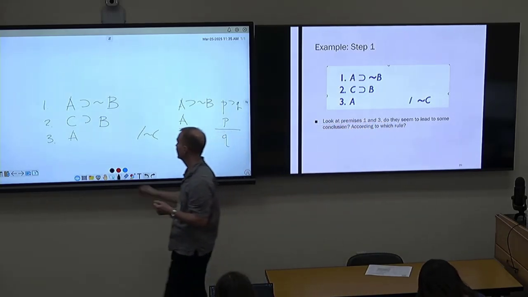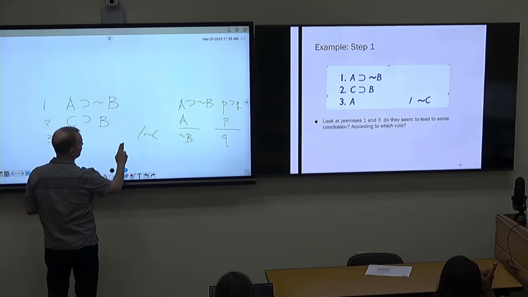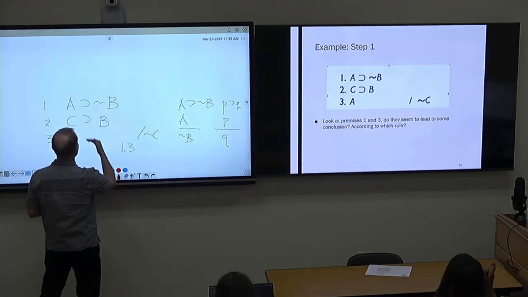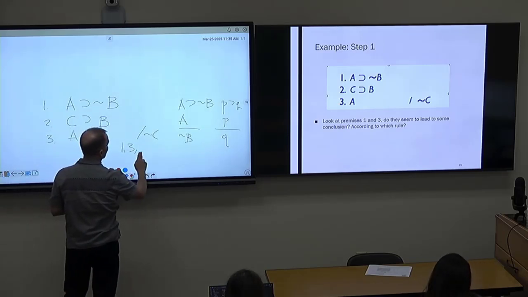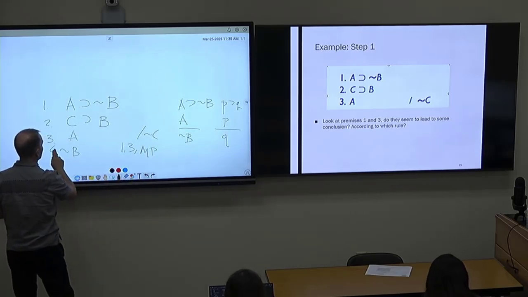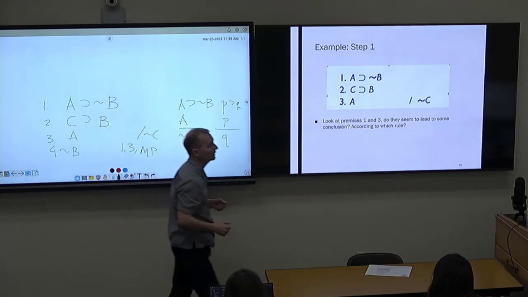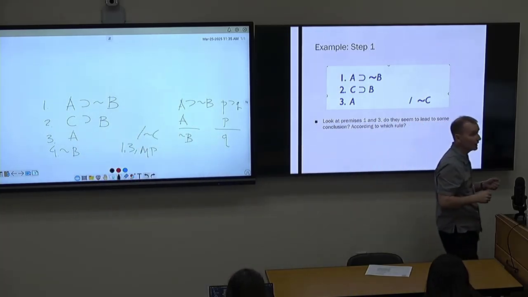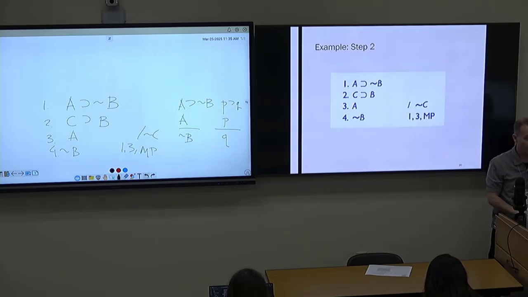So the way to write it on the right side, you put which premises you are using, right? 1 and 3. You are using the rule MP, and you are getting not B. And this is your fourth line. So this is what you derive from these two. Line number 2, for now you're not really touching it. Right? So this is the second step.